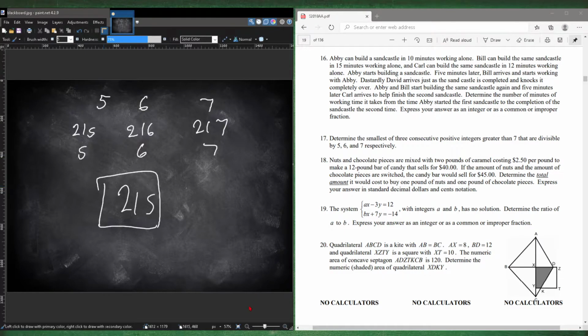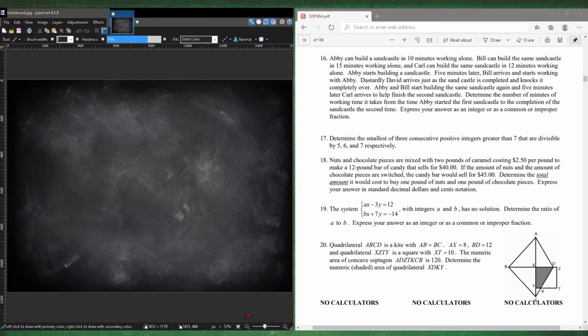But basically, if you want to look for a more mathematical way to prove this, you would have your three consecutive integers as x, x plus 1, and x plus 2. You could rewrite it as 5a, where a is an integer, 6b, b is an integer, and 7c, and c is an integer. So then basically x is a 5 multiple, the next consecutive is a 6 multiple, and the next consecutive is the 7 multiple.